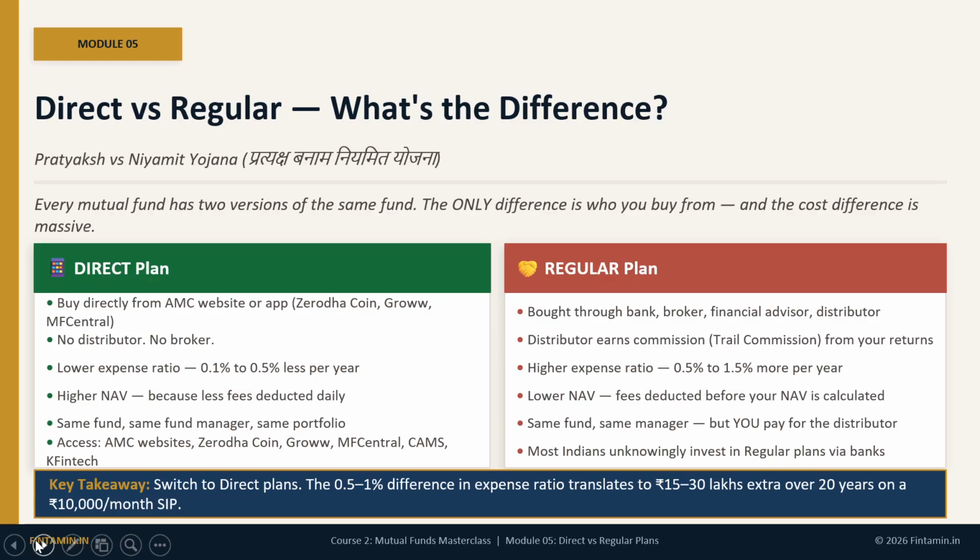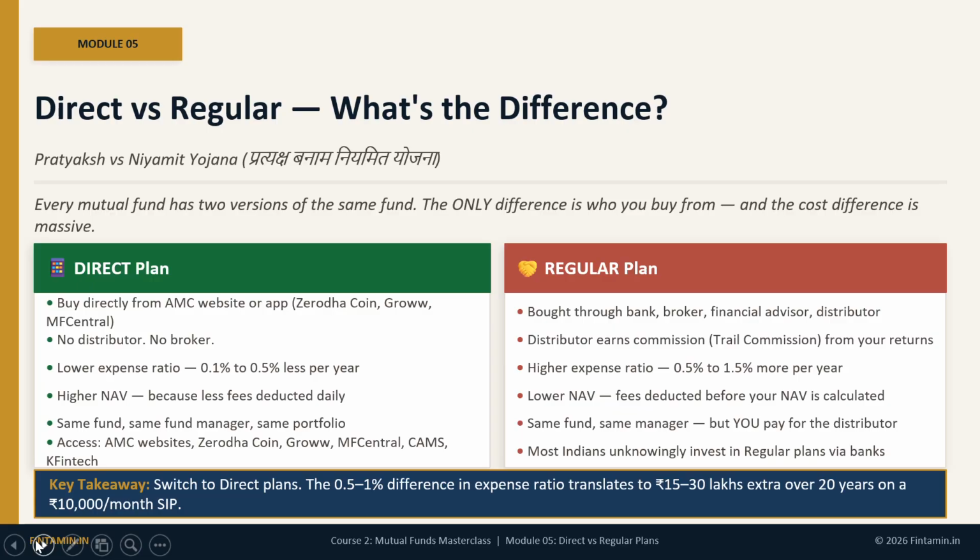Now here is the number that will shock you. On a SIP of 10,000 rupees per month over 20 years at 12% CAGR, the regular plan grows to approximately 75.9 lakh rupees, whereas the direct plan grows to approximately 99.9 lakh rupees. The difference, 24 lakh rupees.